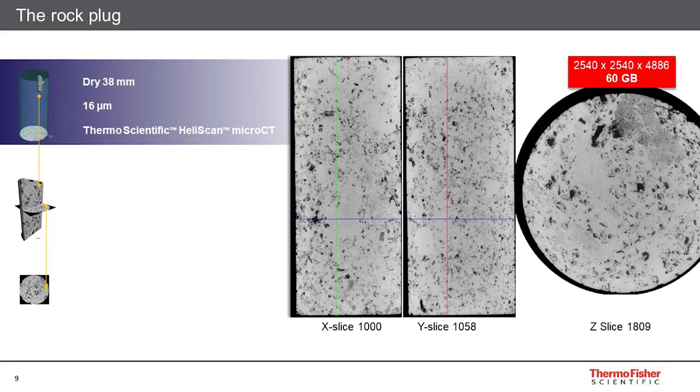This is the carbonate rock plug scanned at 16 micron with a Thermo Scientific HeliScan microCT. Looking at the images, it is obvious that some pores are not resolved. Therein lies the challenge of this analysis. We will try to resolve this plug at smaller scales and upscale the results.